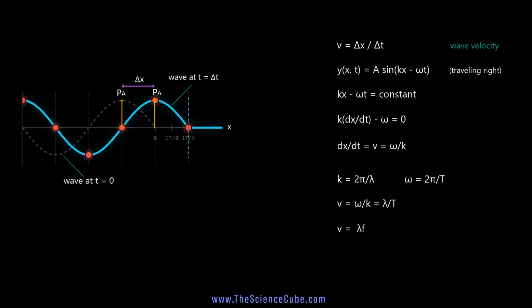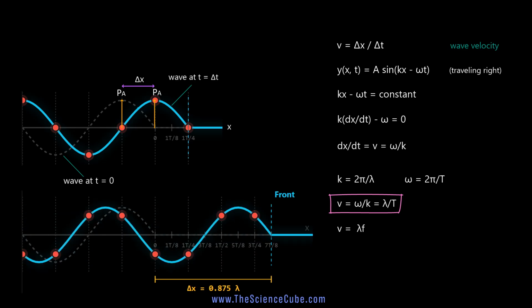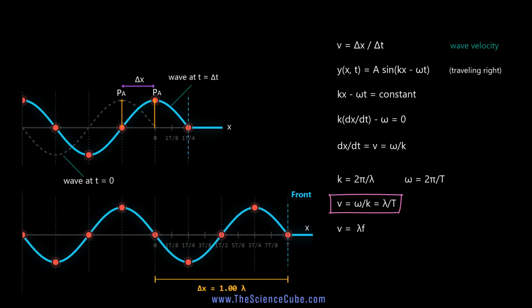And you see, this is a beautiful result. The equation v is equal to lambda upon T tells us quite clearly that the wave speed is exactly one wavelength per period. In other words, the wave moves a distance of one wavelength in one single period of oscillation.